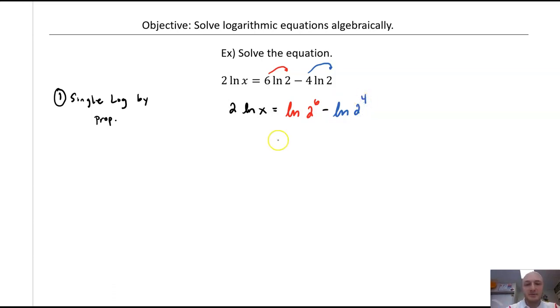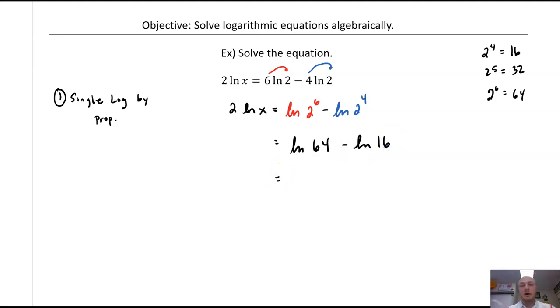Okay, and I can do some simplification here. We have the natural log of 2 to the 6. If you don't know 2 to the 6, just work your way up. I mean, 2 is the easy one to check. So 2 to the 4th is 16. 2 to the 5th is 32. So 2 to the 6th is 64. So natural log of 64 minus the natural log of 16.